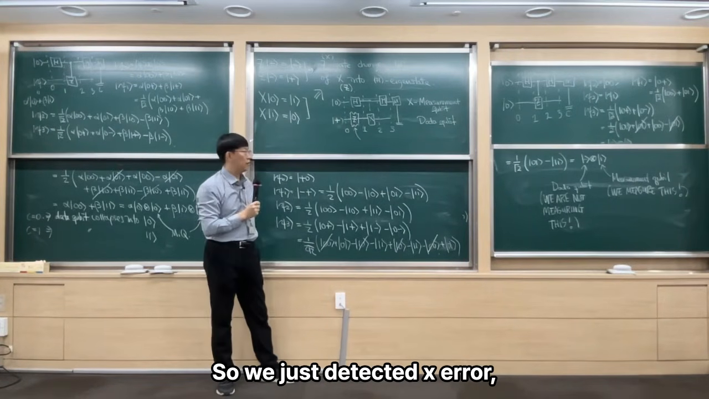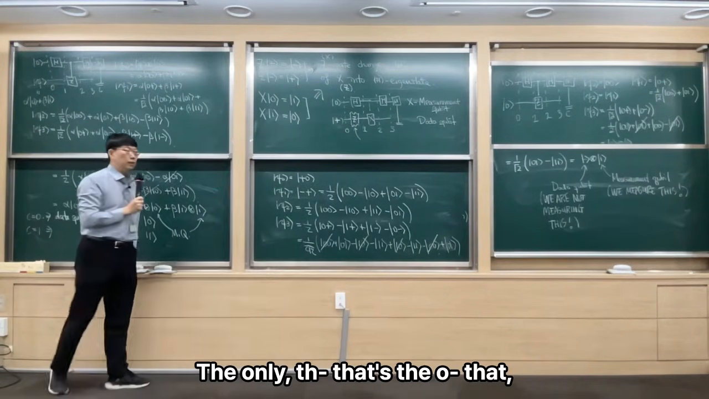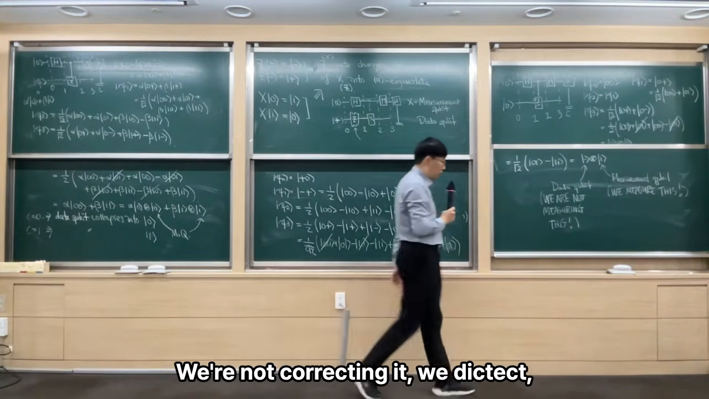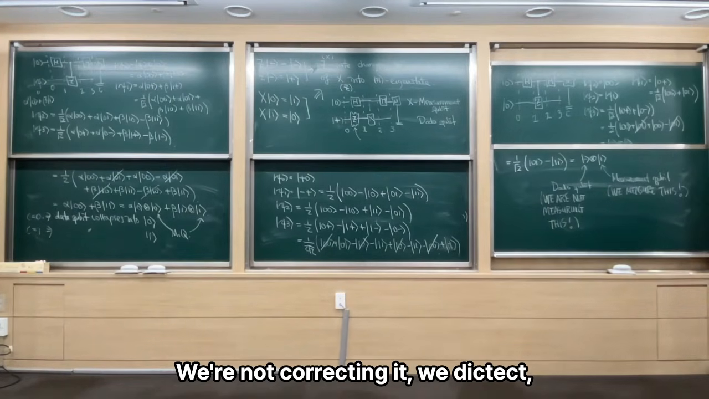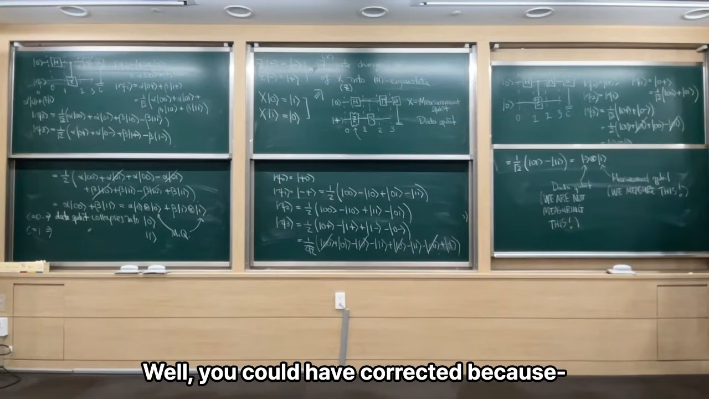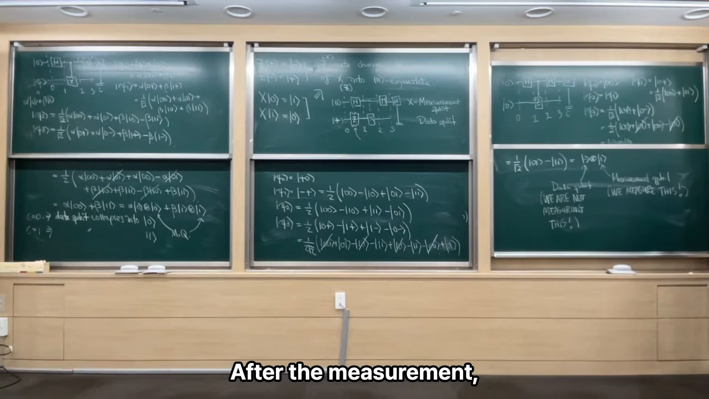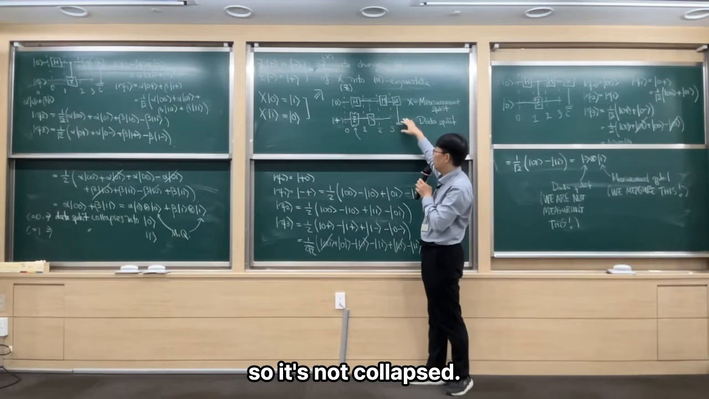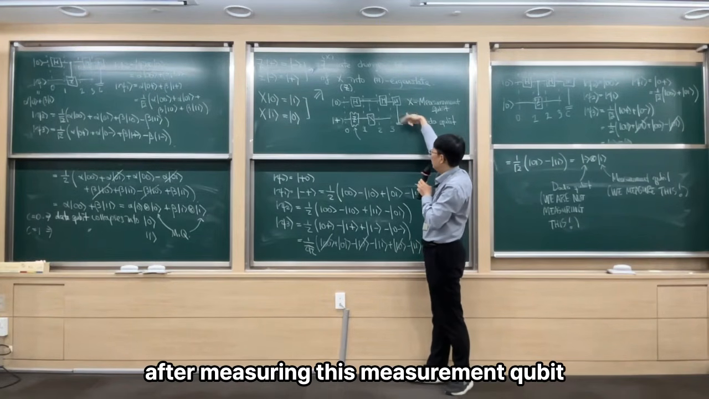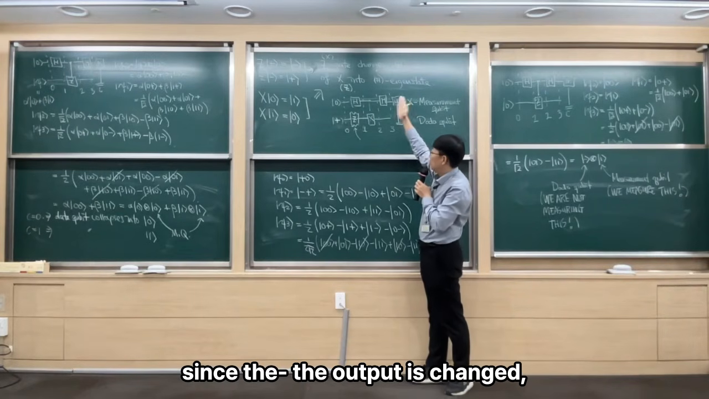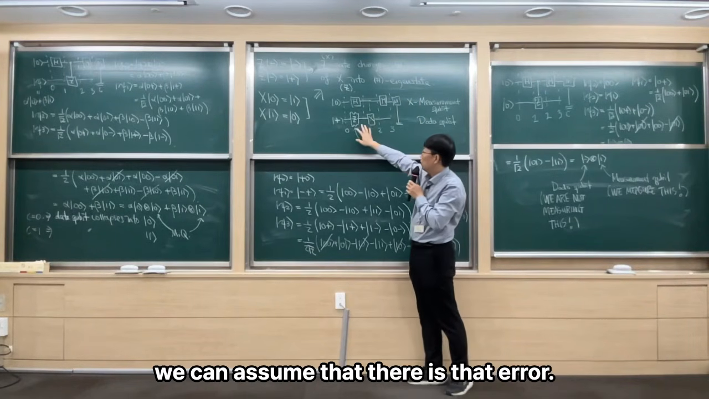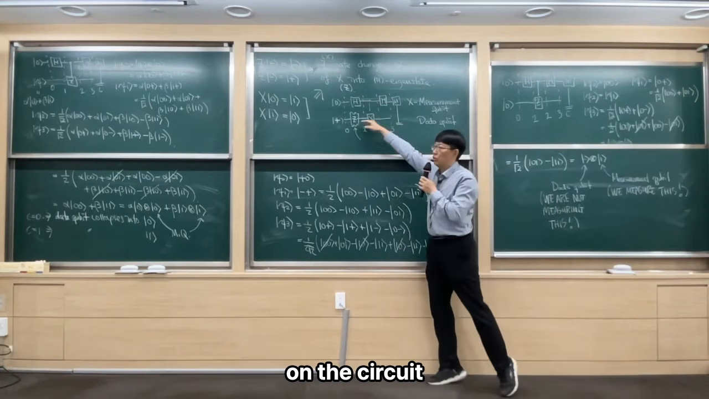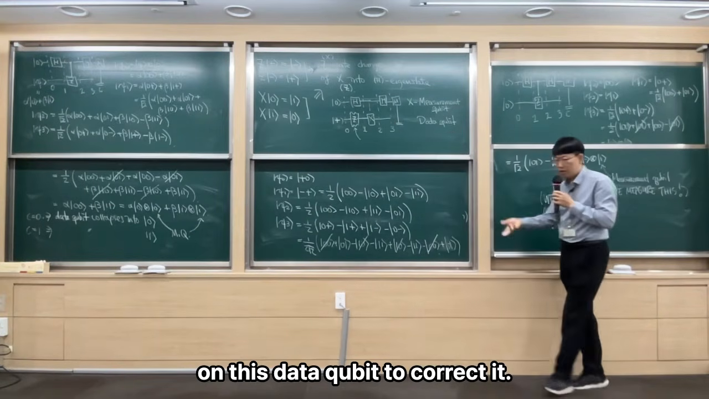So we just detected X error, Z error here, right? That's everything. We just detected. We're not correcting it. We are detecting it. Well, you could have corrected, because after the measurement, this data qubit is still there. We didn't measure it, so it's not collapsed. So after measuring this measurement qubit, since the output is changed, we can assume that there is that error. So we can put the Z gate on the circuit on this data qubit to correct it.